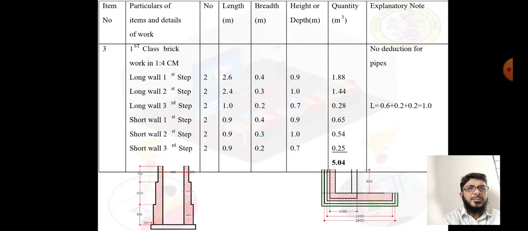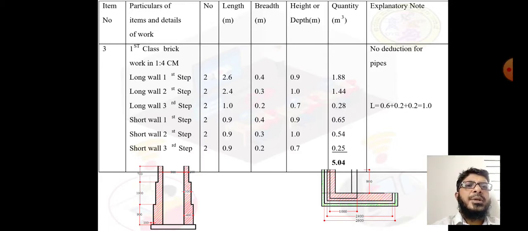Now come to the third item, that is brick work. Again, a section and plan are given, just to easily understand which dimensions are taken. Even in the sketch you can find them; these are just for your reference. This item is first class brick work in 1:4 cement mortar. Here, deduction of the pipe should not be done.